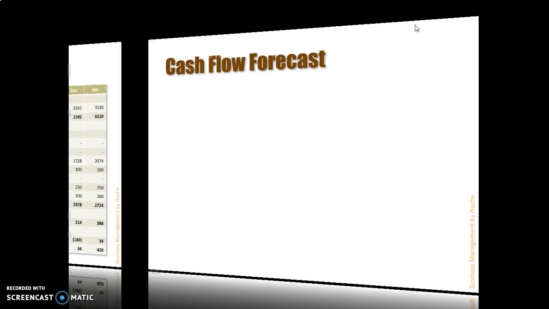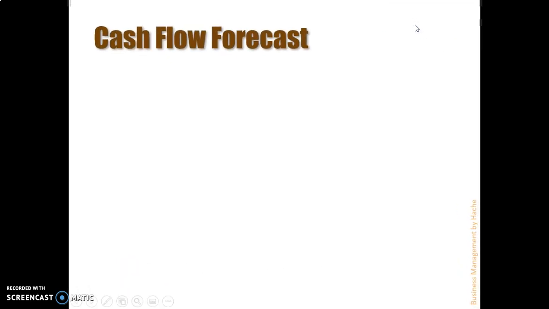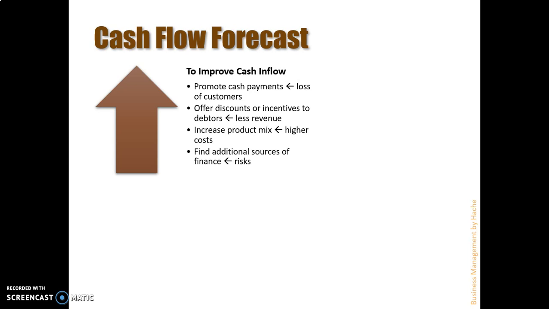So, just to finish, what do we do to improve our cash inflow? For example, talking about these November figures that were negative, how do I increase my cash inflow? Well, I can, for example, promote cash payments. I can insist that my customers pay cash instead of plastic or buying on credit. So I would ask them to pay immediately for those sales.